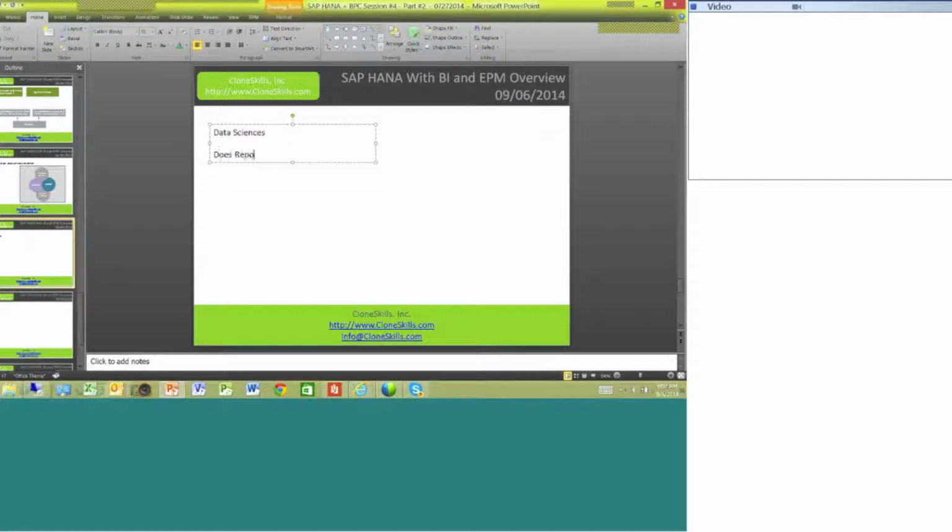Reporting is not data science. Data analysis is not data science either. So it's not reporting, it's not data analysis, and it's not a dashboard. That's a dashboard.